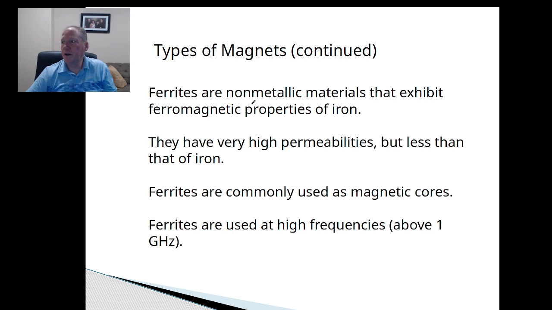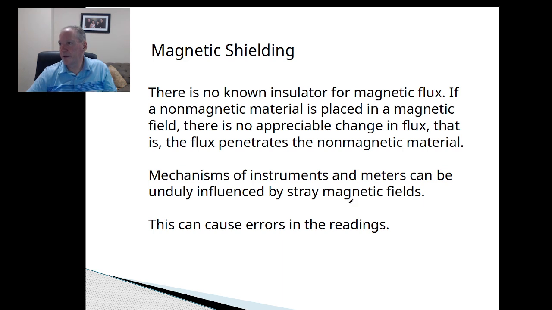Okay. Now ferrites are non-metallic materials that exhibit the ferromagnetic properties of iron. They have very high permeabilities, but less than that of iron. They're commonly used as magnetic cores, and they're used at high frequencies above a gigahertz. Right? You can also have magnetic insulators.